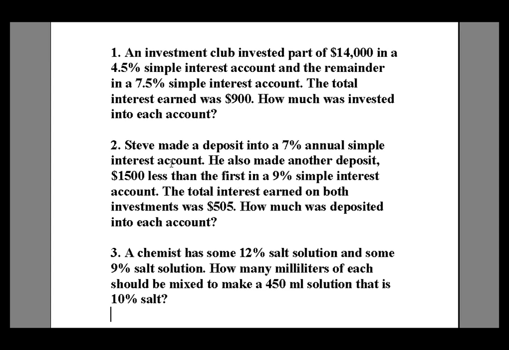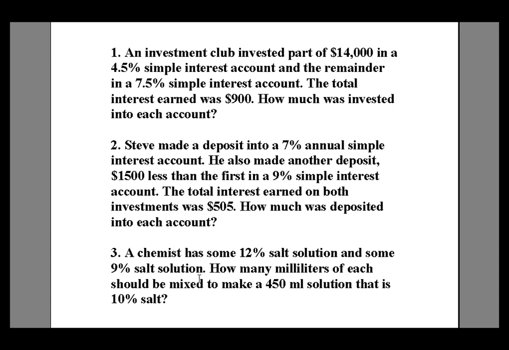Number two, also an investment problem. Steve made a deposit into a 7% annual simple interest account. He also made another deposit, $1,500 less than the first, in a 9% simple interest account. So the second account should be $1,500 less than the first. Keep that in mind in terms of the principal column. All right. The total interest earned on both investments was $505. How much was deposited into each account?